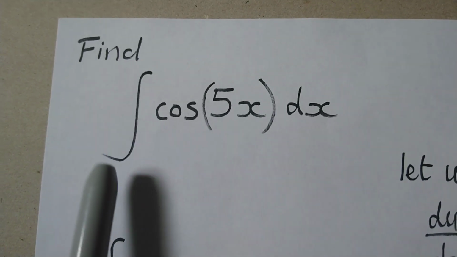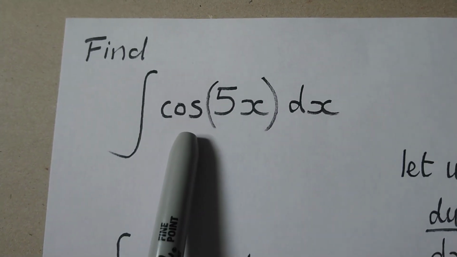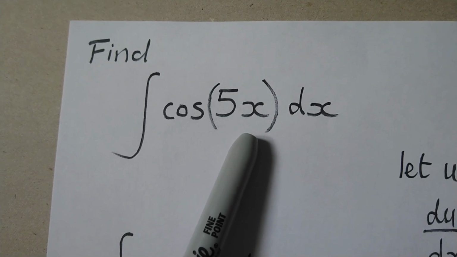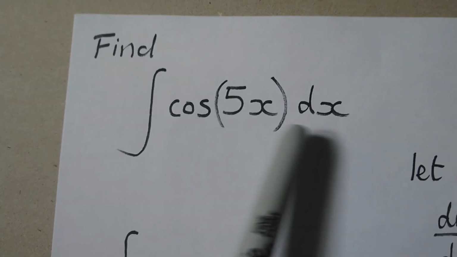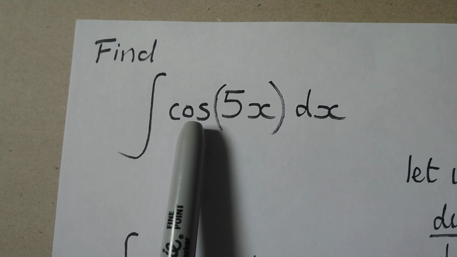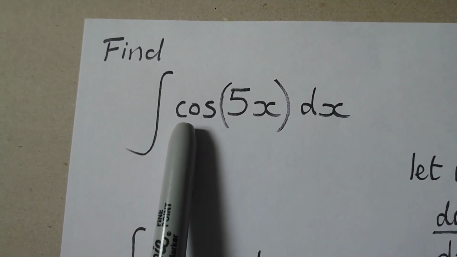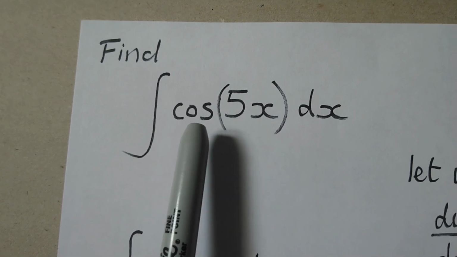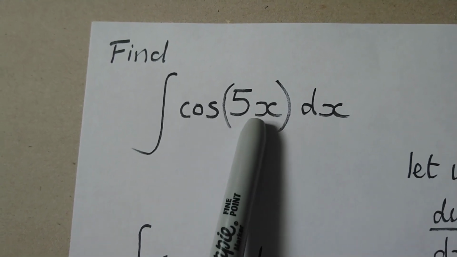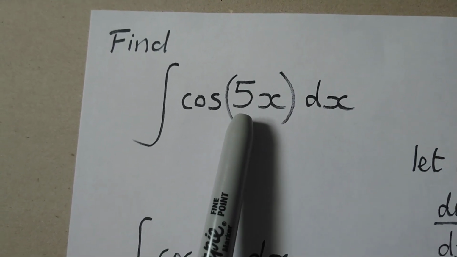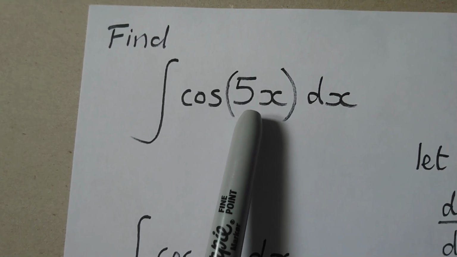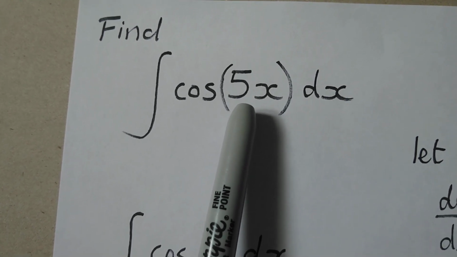We've been asked to find the integral of cos of 5x dx. So the problem we've got here is that we've got a function here, 5x, and then we've got a second function, cos. So this is a function of another function. And the way we deal with this is to use integration by substitution.